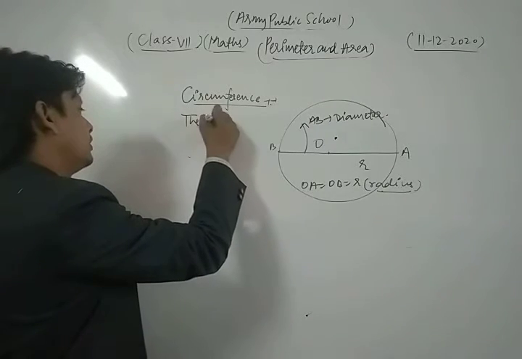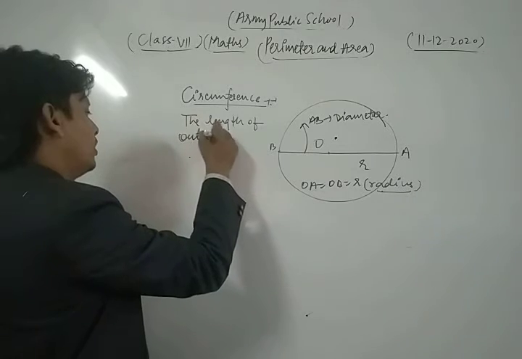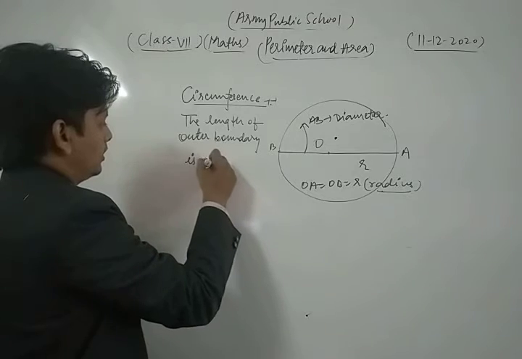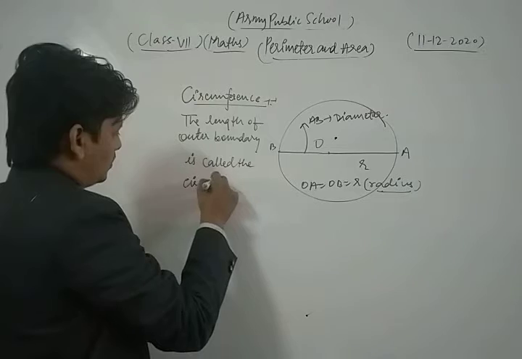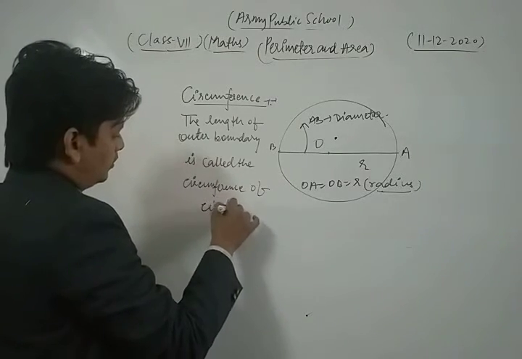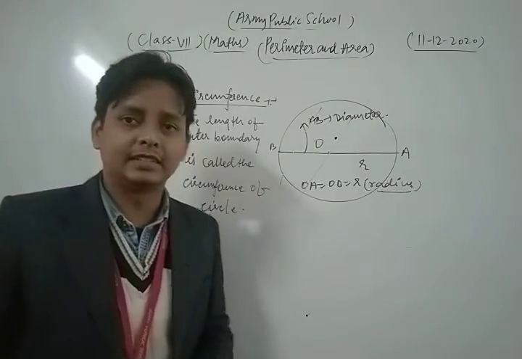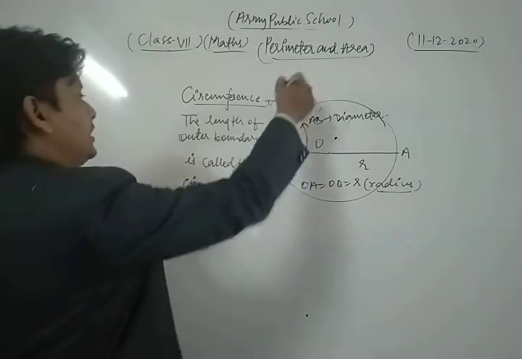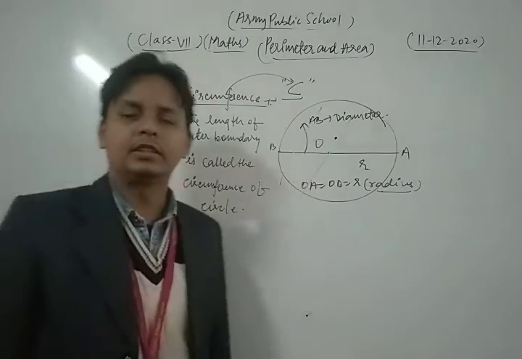The length of the outer boundary is called the circumference of circle, and the region bounded by the circle is known as its area. Now, there are two important formulas, and the circumference of the circle is denoted by the capital letter C.